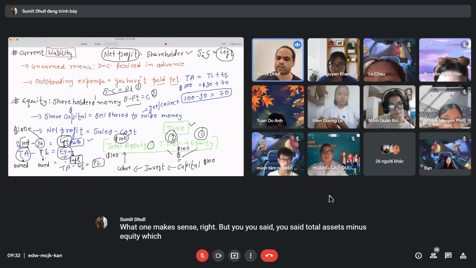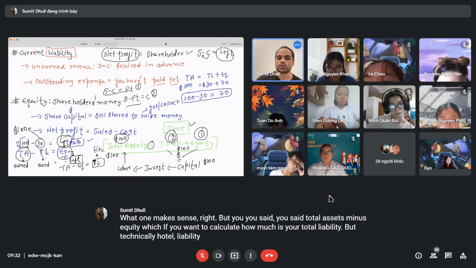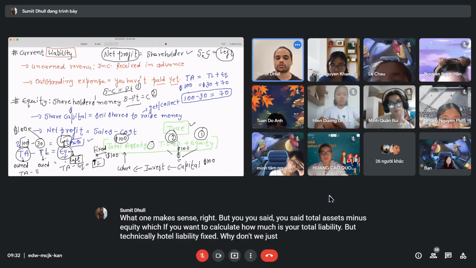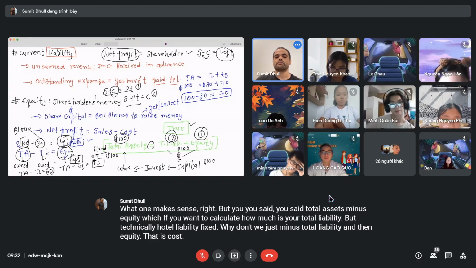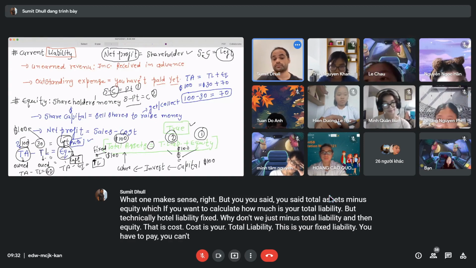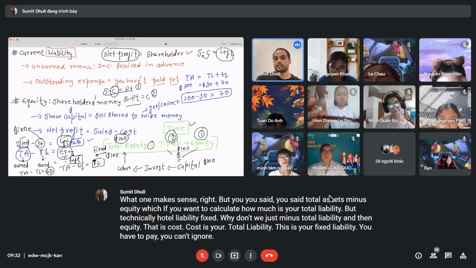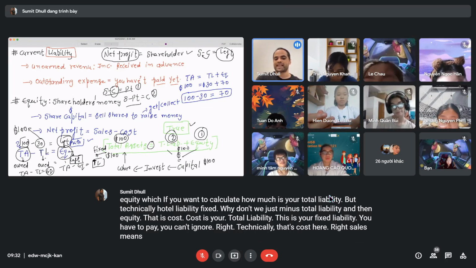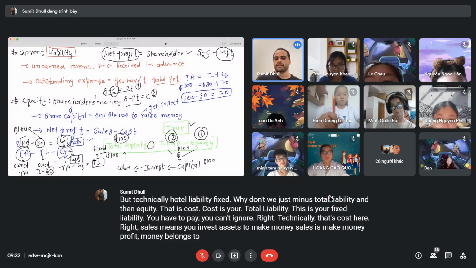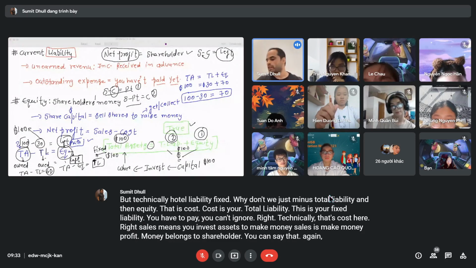That's fine if you want to calculate how much your total liability is. But technically, total liability is fixed. Why don't you just minus the fixed item first? Why don't you just say total assets minus total liability and then equity? Like it's cost. Cost is your total liability. This is your fixed liability. You have to pay. You can't ignore. Technically, that's cost here. Sales means you invest assets to make money. Sales is make money. Profit, money belongs to shareholder. You can say that. Again, a different way to understand the situation.